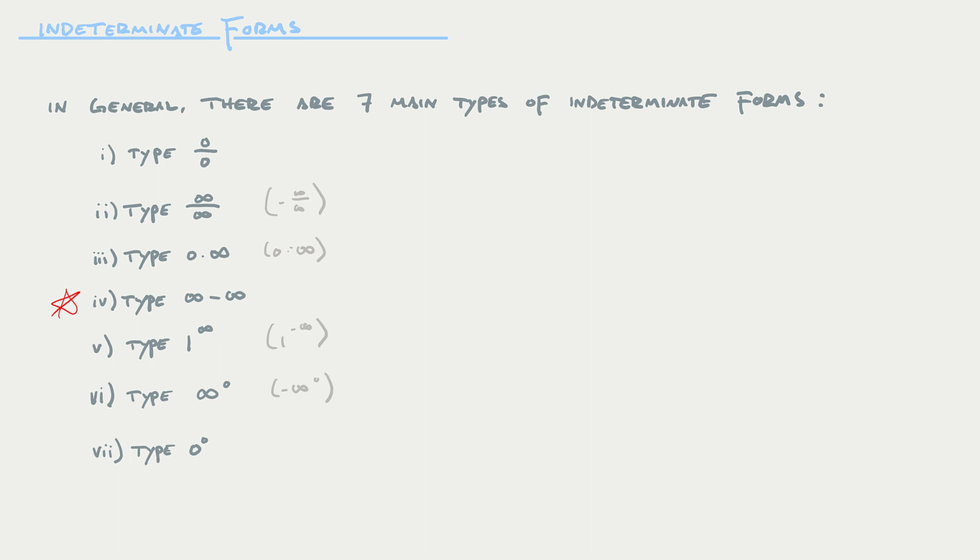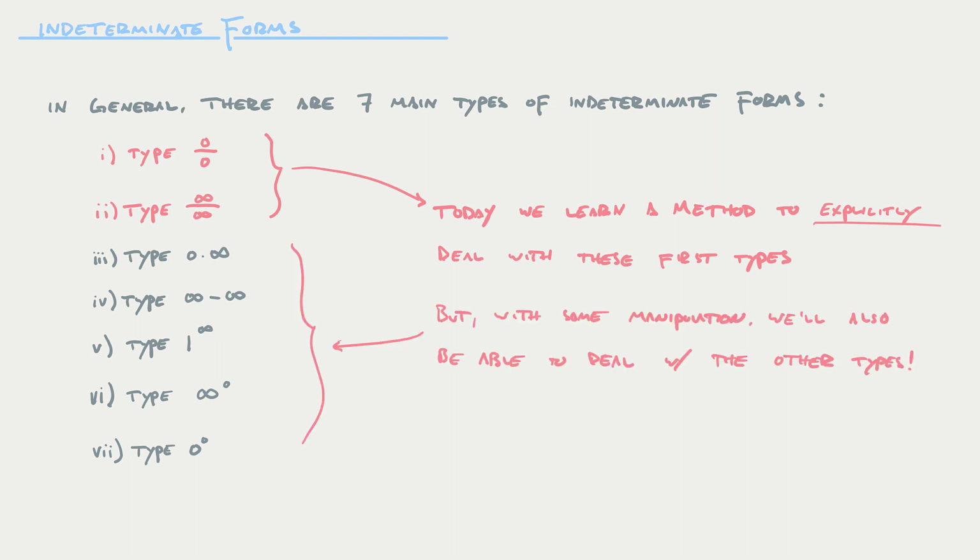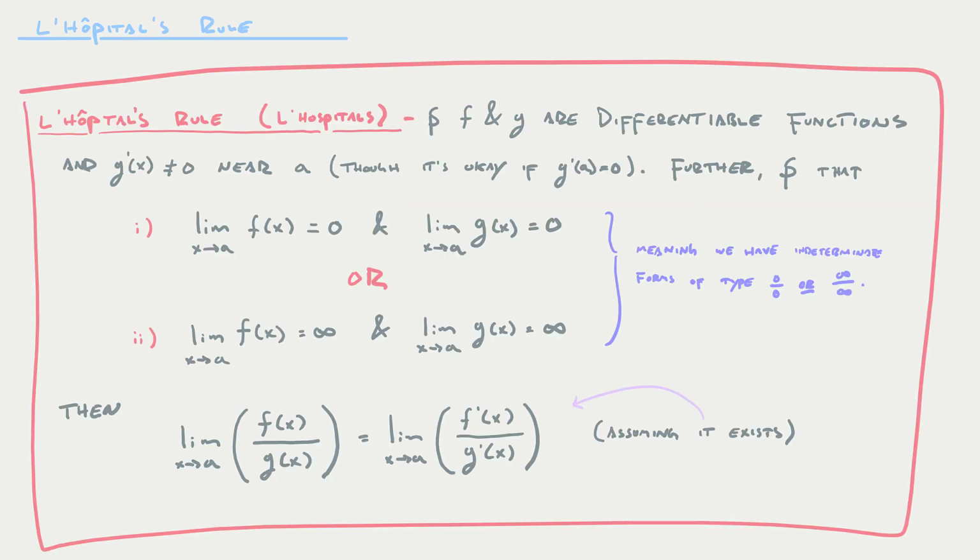Well, today, we are going to learn a method to deal with these two types explicitly. The first two types, 0 over 0 and infinity over infinity, indeterminacies, are going to be solvable based on what we do for today. And we can use that method that we're going to learn to manipulate the expression that we're trying to take the limit of and also apply it to these other 5 main types of indeterminate forms as well. So essentially, today is about how do we figure out what these things are. And the method that we're going to use to do this stuff is something called L'Hopital's rule.